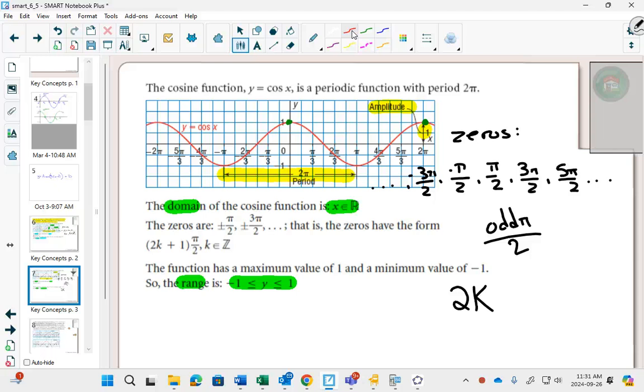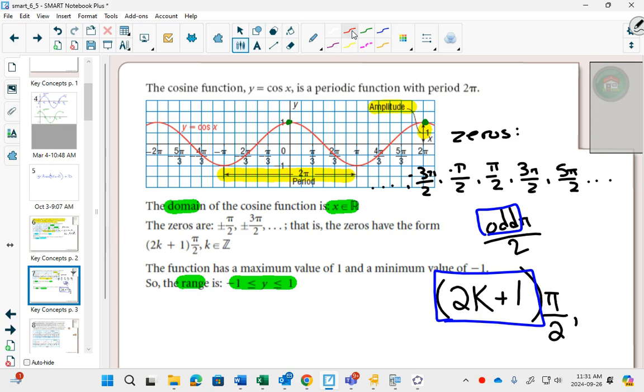Then if I want an odd number, I could just add one or subtract one. So this part right here is any odd number. We times that by pi over 2, where k is any integer. And we've listed every single integer.